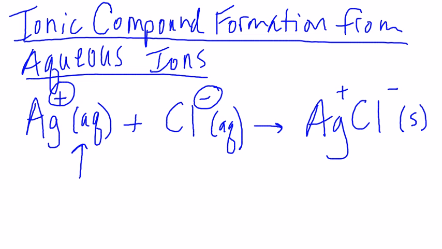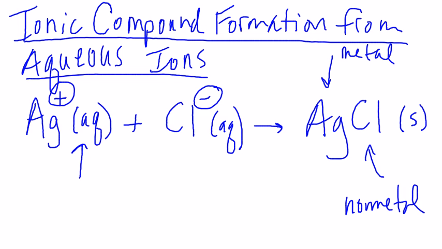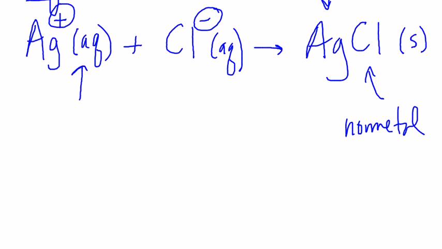I'm going to erase those charges. Even though those charges are there, scientists don't show them. It's understood that if you have a metal and a non-metal together, silver being the metal, chloride being the non-metal, when these two are together in a compound, you have an ionic compound. It's ionic because it is made of ions. That's what's causing the silver and the chloride to stick together and to form what's called a solid precipitate. Let's try another example.